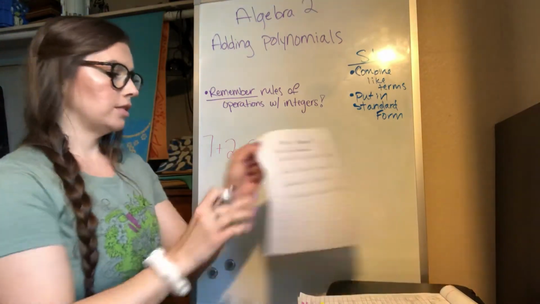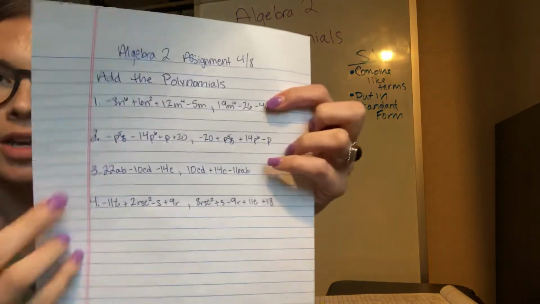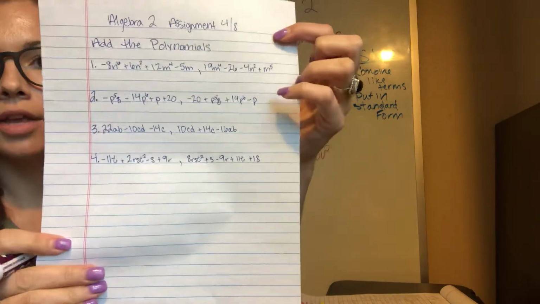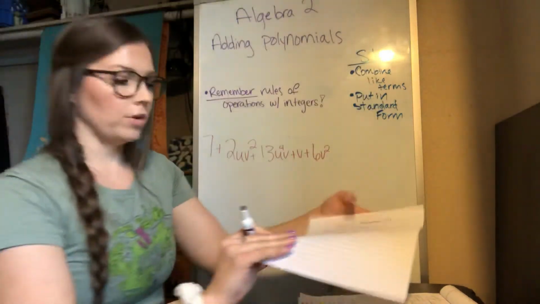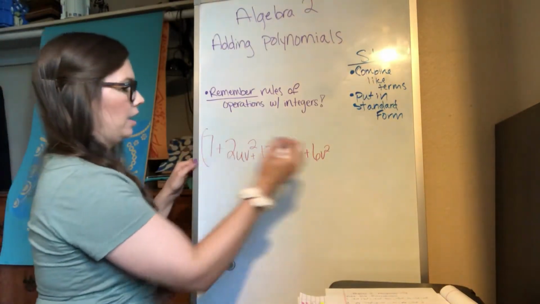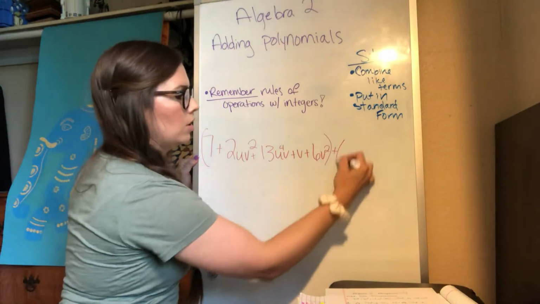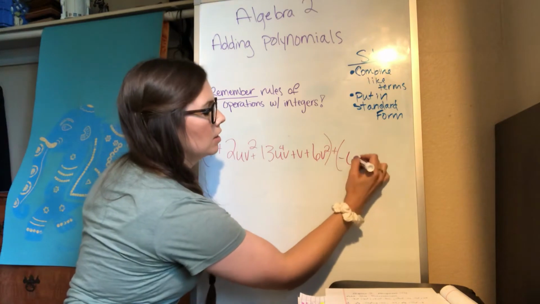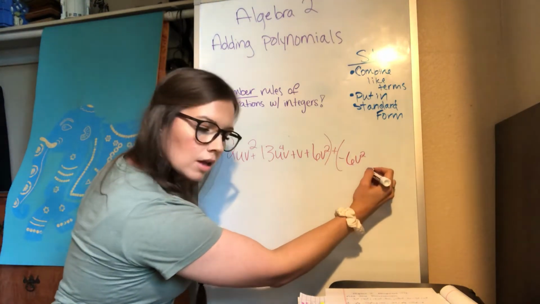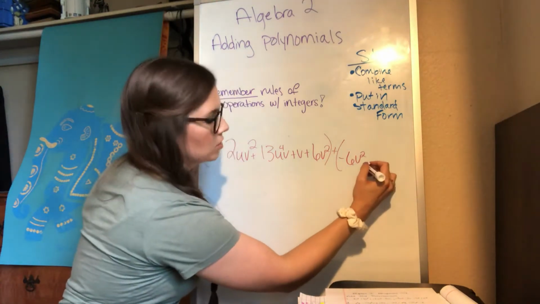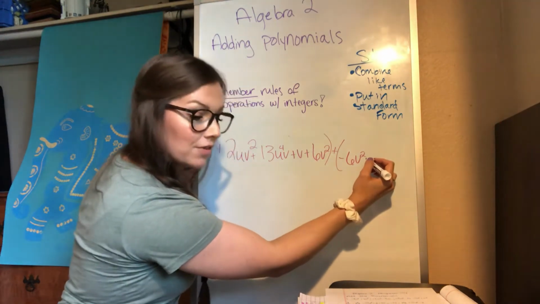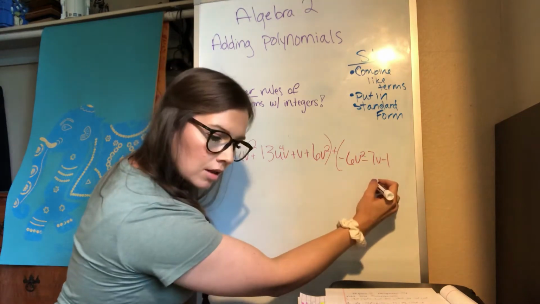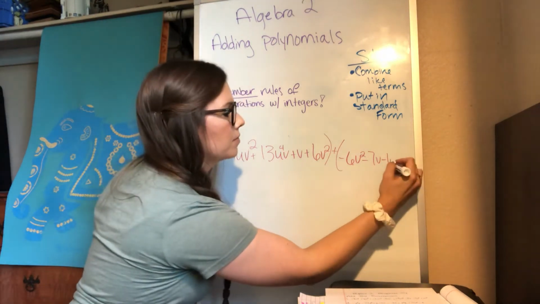Okay, as you can see on your assignment, you're going to get the first polynomial and then a comma and then the second polynomial. So you're going to have to set it up how we just had that one set up with the parentheses. Okay, because I'm adding this polynomial to this polynomial, which is negative 6v squared minus 7v minus 1 plus uv squared.